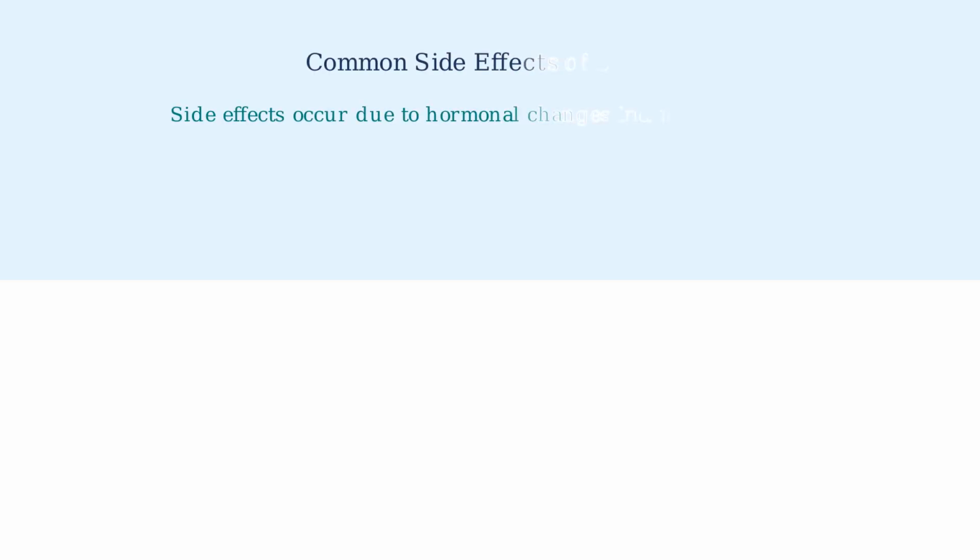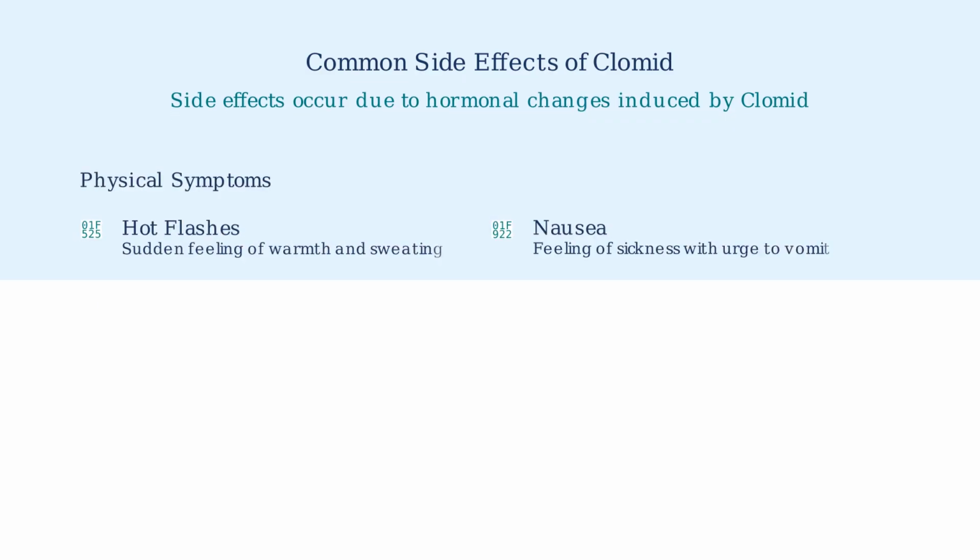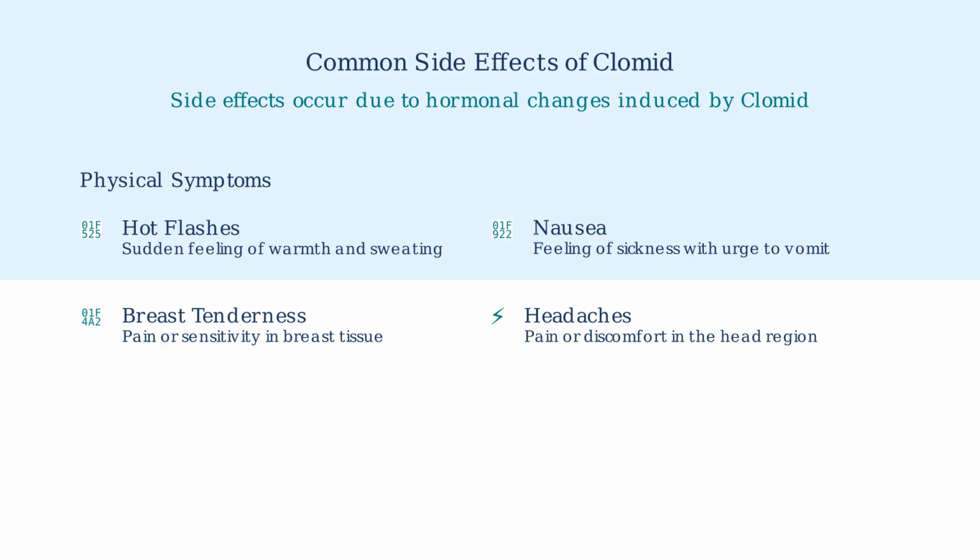Clomid treatment may cause several side effects due to the hormonal changes it induces. Physical side effects are the most common. Many patients experience hot flashes similar to those in menopause. Nausea, breast tenderness, and headaches may also occur. Emotional symptoms like mood swings and irritability are also frequently reported, as hormonal fluctuations can affect neurotransmitter levels.